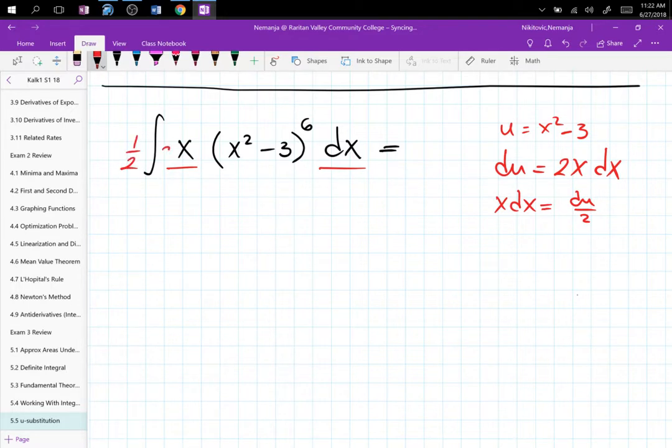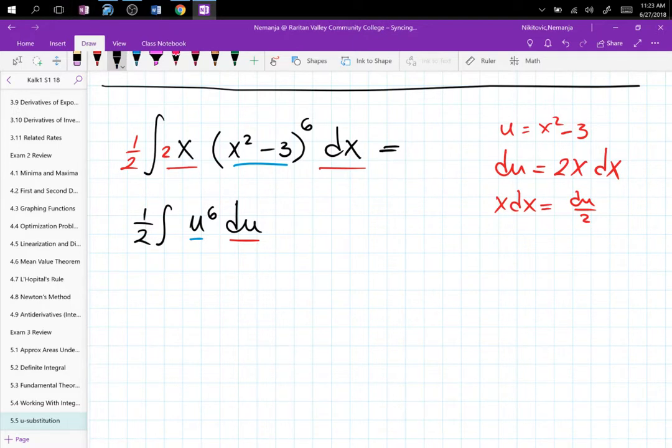So either way, when you substitute, you are going to have 1/2 integral, 2x dx is going to be du. The entire guts of the parenthesis is u, and you have this 6th power on top of u, right? So 2x dx is du, right? And x squared minus 3 is u, if we color code this.